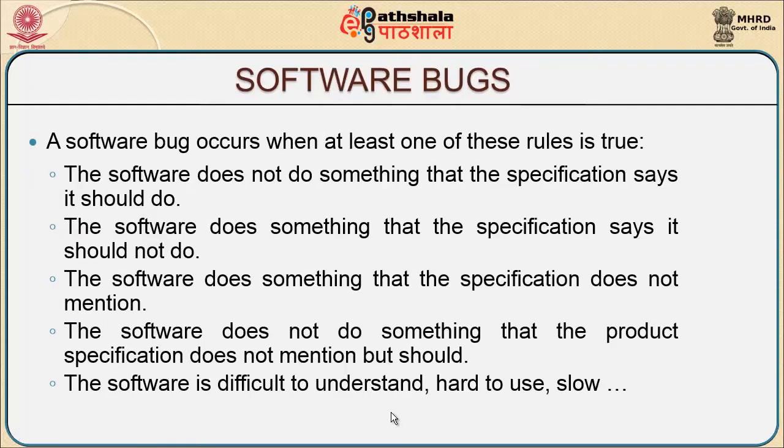Now we will try understanding certain rules which a software bug has to satisfy. A software bug occurs when at least one of these rules is true. So it is dependent on all these 5 software terms. The software does not do something that the specification says it should do. That is what we are saying here.